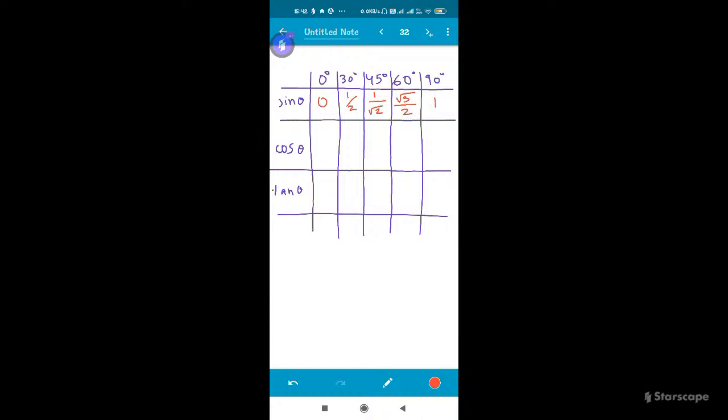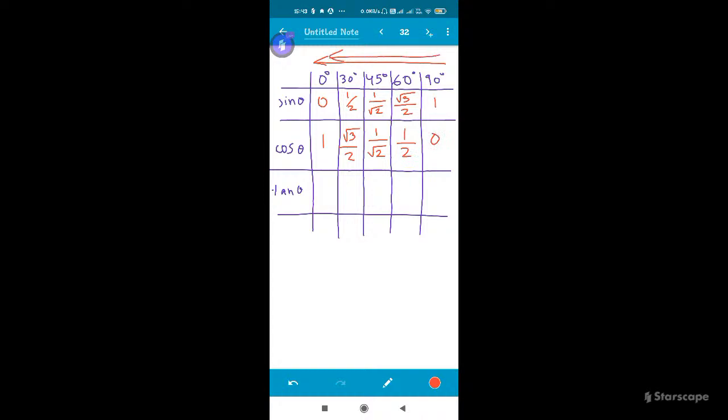And if you know the values of sine, you can simply inverse it. We are going to start from the back now and find out the value of cos theta. So cos 0 degree will be 1, then it will be root 3 by 2. For 45 it will be 1 by root 2. For 60 degree it will be half, and for 90 degree it will be 0. We are just moving from right to left, as you can see.